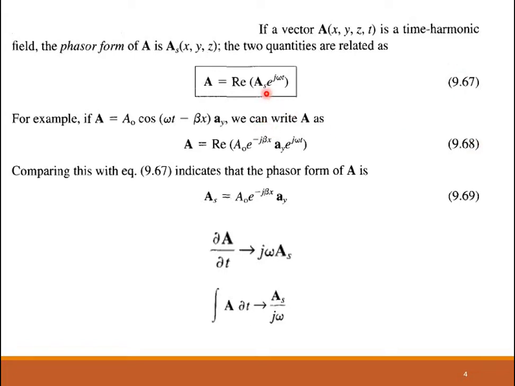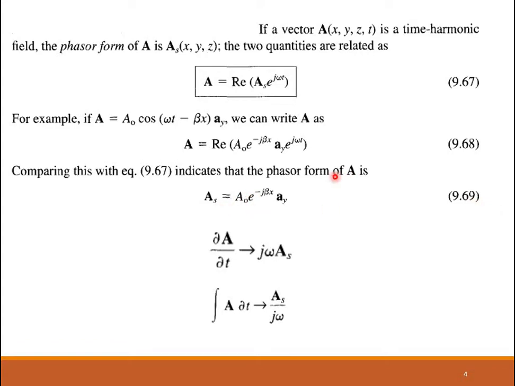What is AS equal to? AS is actually equal to A0 e raised to minus j beta x ay. So this is the phasor form for a vector A, for a vector A which has x, y, z and a t coordinate. The phasor form is given by equation 9.69.